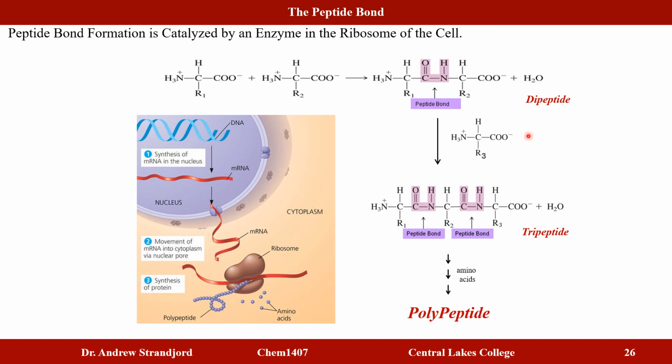If I have a third amino acid, and it is catalyzed within the ribosome of a cell to form three amino acids, here's one alpha carbon, here's two alpha carbons, here's three alpha carbons. I have two peptide bonds now, two amide linkages. We call this a tripeptide. If I continue this process, we call that larger molecule a polypeptide, which is the origins or the beginnings of making a long polymer protein.